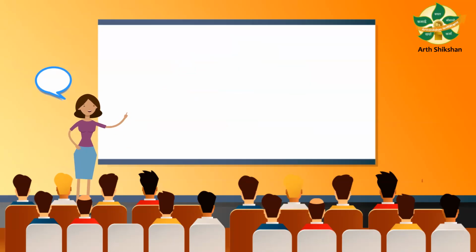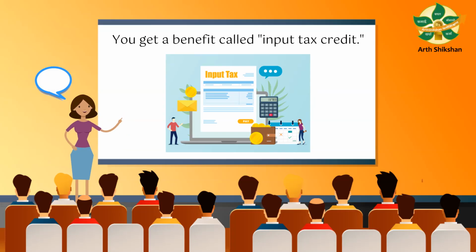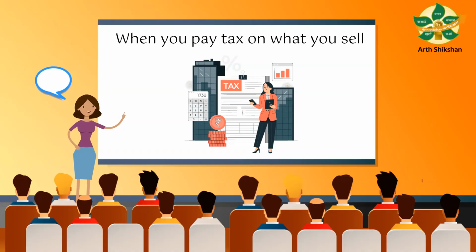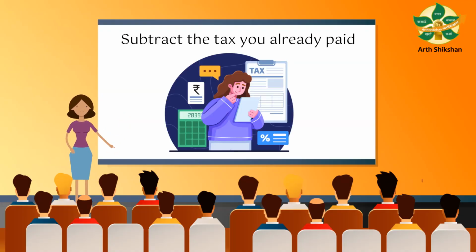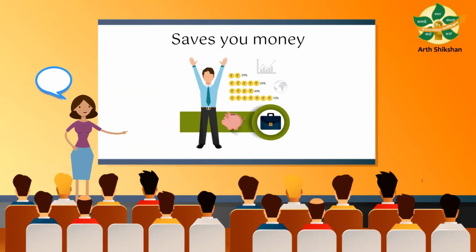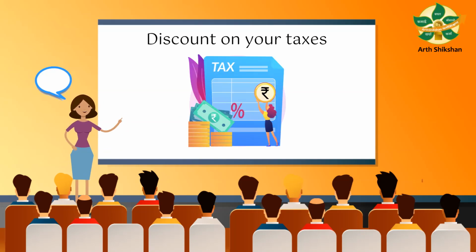With GST, you get a benefit called input tax credit. This means when you pay tax on what you sell, you can subtract the tax you already paid on what you bought. It stops taxes from piling up and saves you money. It's like getting a discount on your taxes.